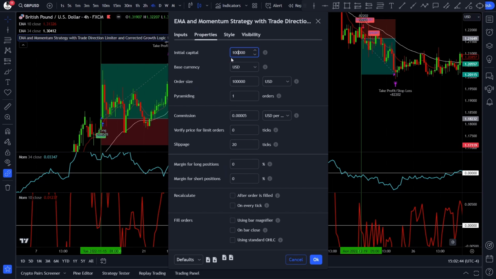In the properties tab, I am using a 100k account with a 100k order size. The pyramiding is set to 1, but as I said, with this script you can't use pyramiding. The commission is set to this much per contract, and the slippage is set to 20 ticks.